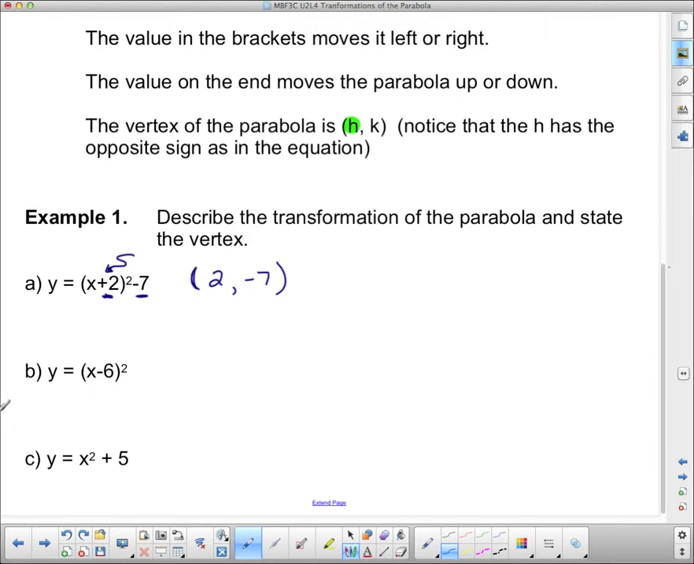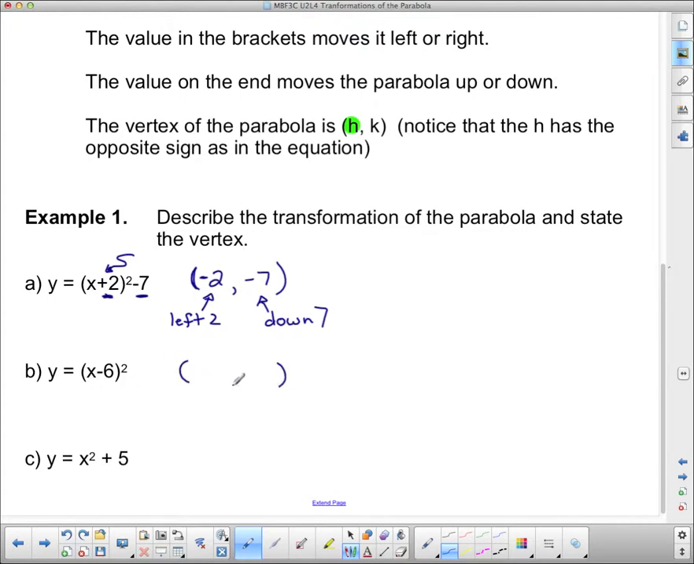Notice that that is a plus there, and we said that h has the opposite sign as in the equation. So since this is positive here, this is negative here. Now we can actually use the vertex to tell us the transformation. This says left because it's negative, left 2, down 7. So there's our transformation of the parabola. Okay, let's have a look at this one.